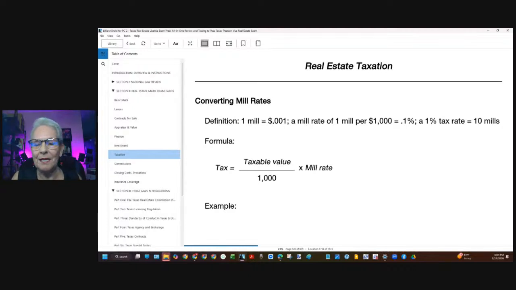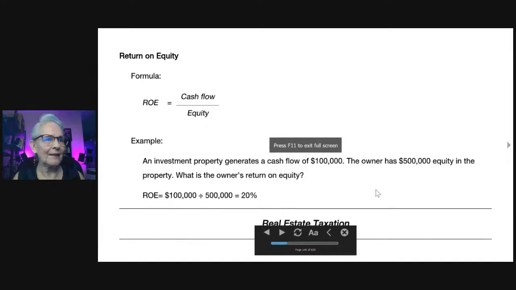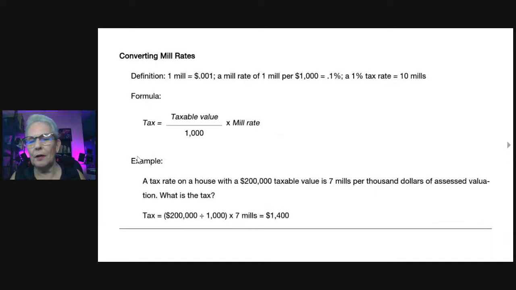Every property that we own, unless an individual is 100% disabled, pays taxes, property taxes. So in your exam, you may have to convert taxes or how much someone is going to end up having to pay taxes at closing date. Property taxes get prorated. So they're calculated by converting mill rate.